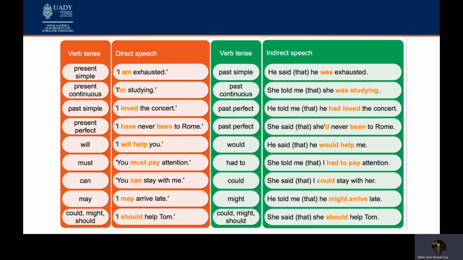Or for example, in past simple, we're going to use past perfect. Like, I loved the concert because it was very beautiful. And you can say, he told me that he had loved the concert because it was really beautiful. So we need to study its structure and pay attention to different conjugations because sometimes we do not have changes.